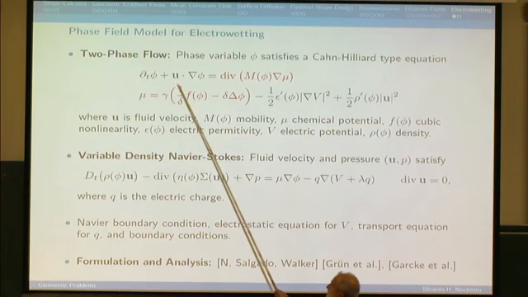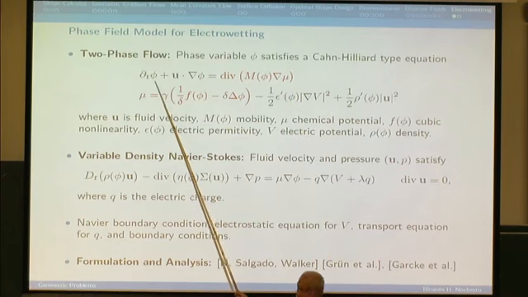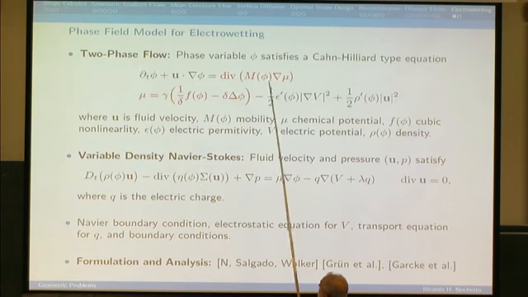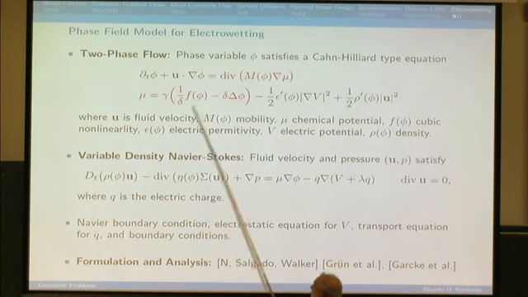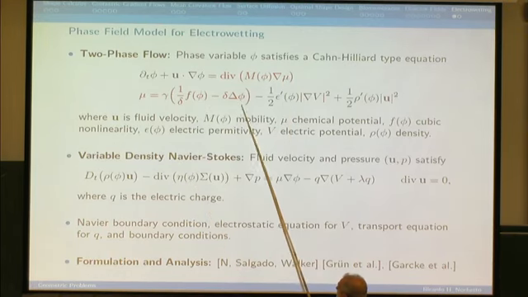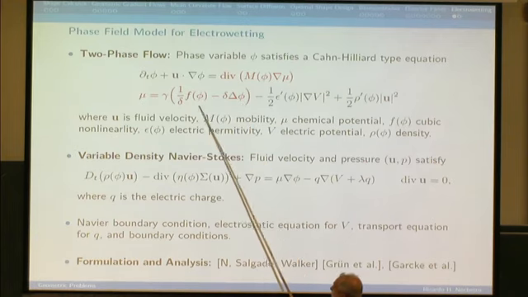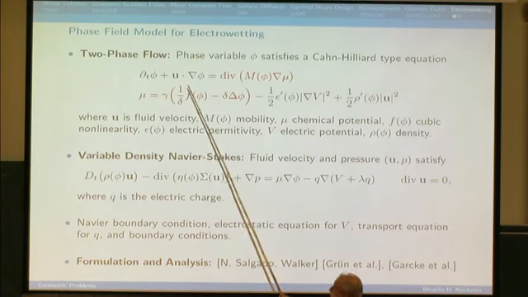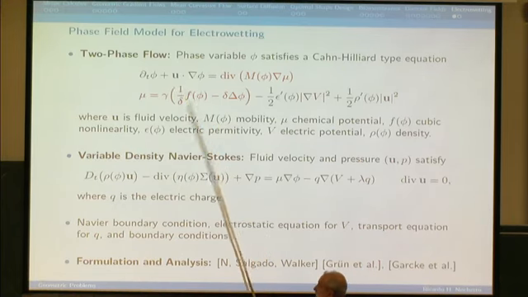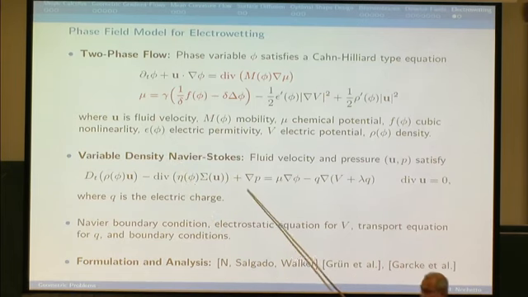So here is the equation for the phase field that describes the two phases of the flow. It's Cahn-Hilliard type. You see here there is a mu, which is a chemical potential that in turn depends on the Laplacian of phi, of the phase variable, and the cubic nonlinearity. So altogether, this is a fourth order problem. U is the velocity of the fluid, which is governed by Navier-Stokes.